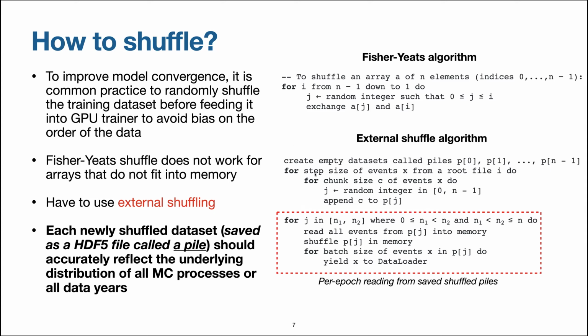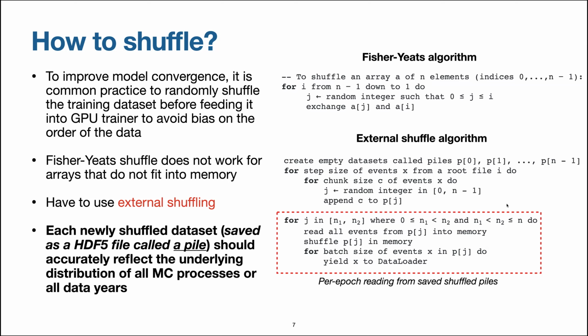The idea is that we will create empty datasets, and I will call these piles. Each pile is in practice just an HDF5 dataset that lives on disk. Then we will go over some step size of events from a ROOT file, and we will read a chunk size of these events to a randomly selected pile. This is how we shuffle our events into these piles. At the end, each pile will be a dataset that is representative of the contents of our starting dataset, but smaller and nicely shuffled.